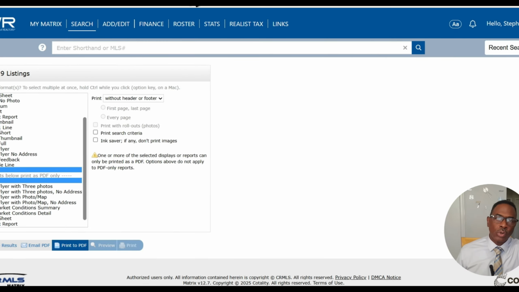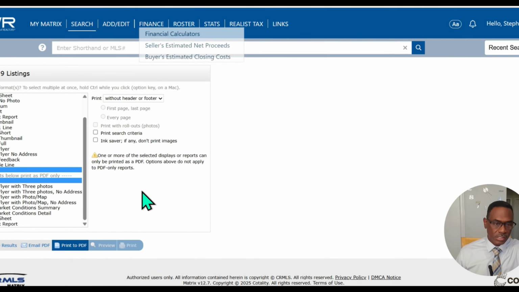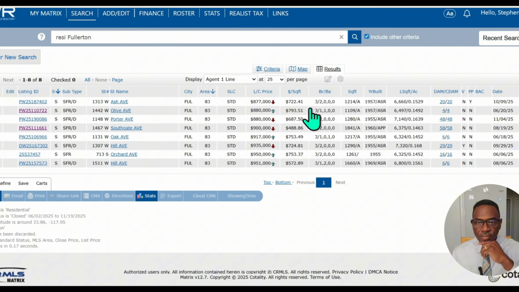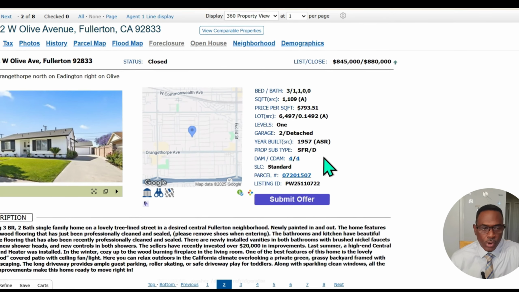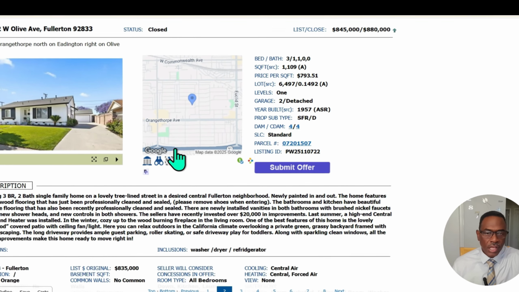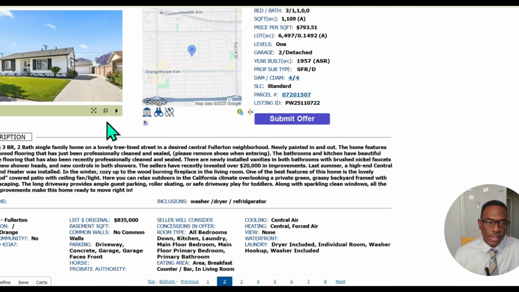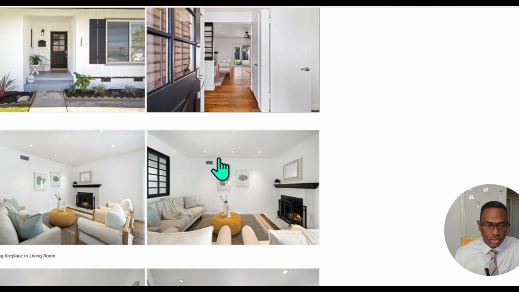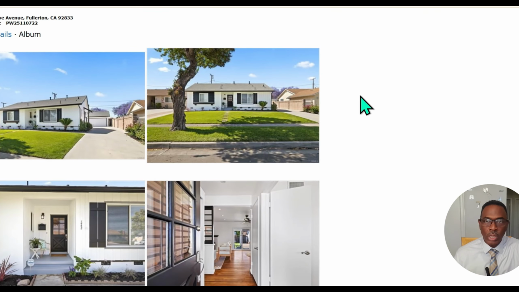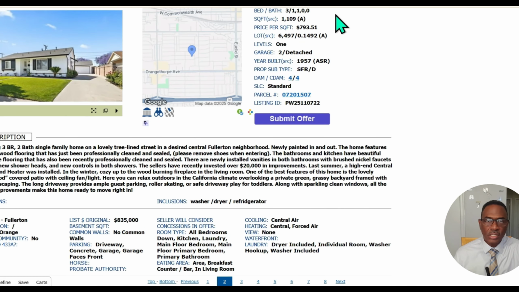So if I were just to take out the comp properties that gave us a price of 908, and we want to look and see why did this one sell in 4 days? Well, if you look at it, it's a pretty well presented package. It has professional pictures, well lit, nice staging.